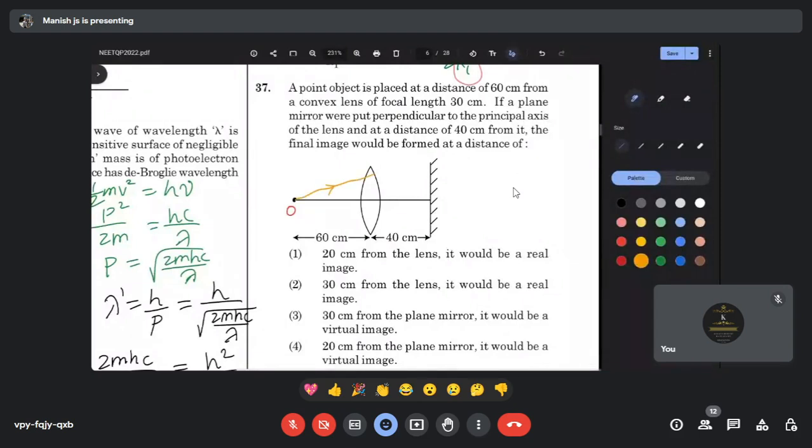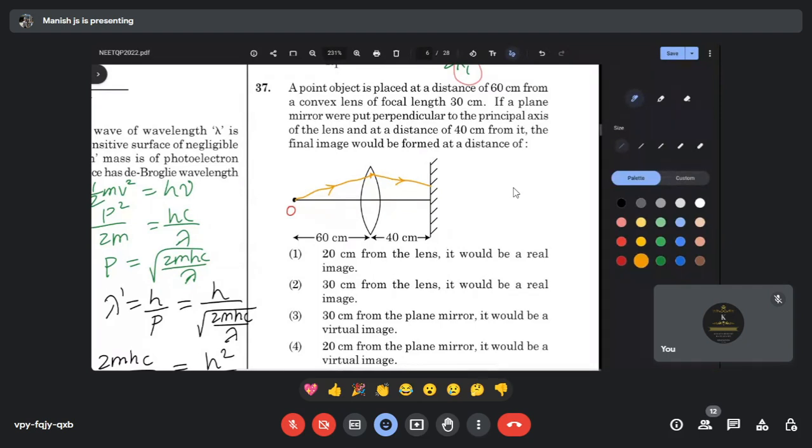You know that with respect to the lens, at the aperture point, it is going to get refracted. So it will refract and fall on the mirror. After falling on the mirror, the mirror is going to reflect it back, as the angle of incidence is equal to the angle of reflection. So it will reflect.